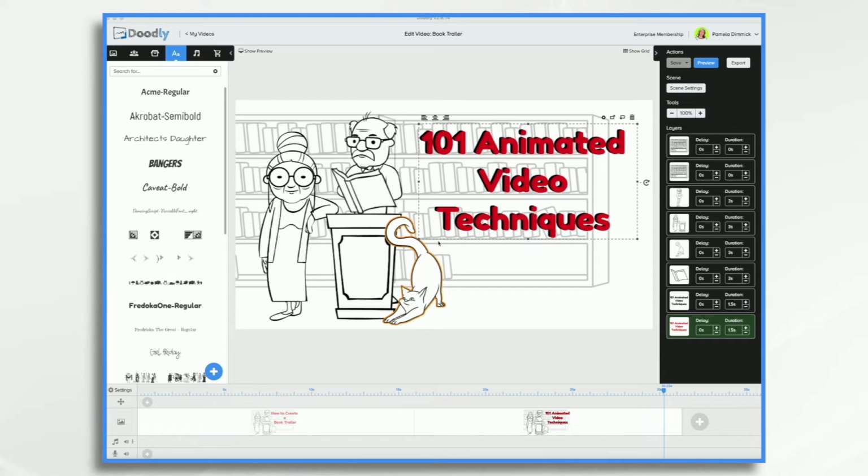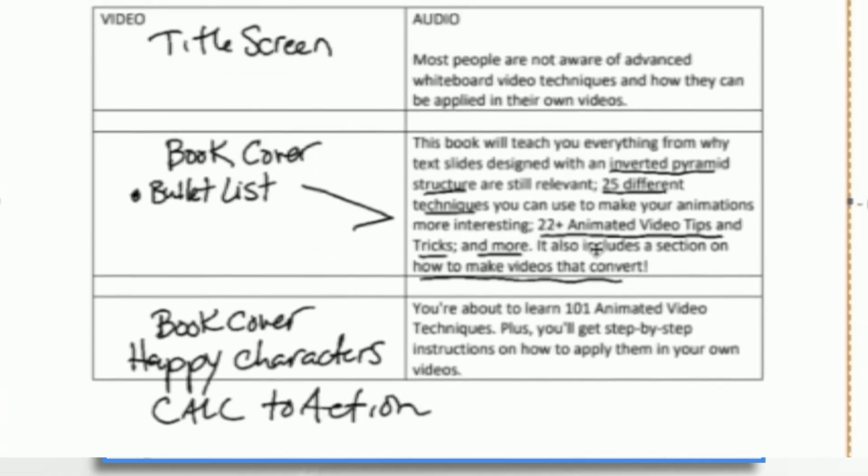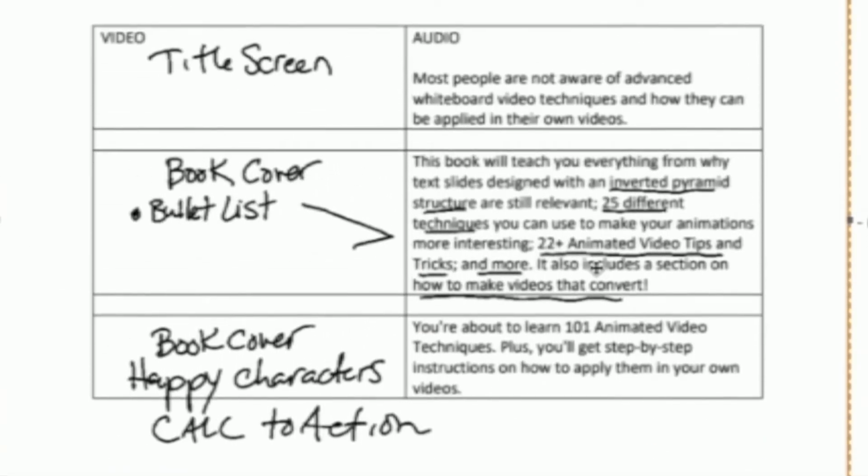If you're going to use music or sound effects, this is an ideal time to write down what you're going to use in your storyboard. It can also help set the tone for your trailer and give you an idea of how to do the animation. Once that's finished, it's time to get started building each scene in Doodly. So here's an example of the script that I created for my book trailer and the storyboard.